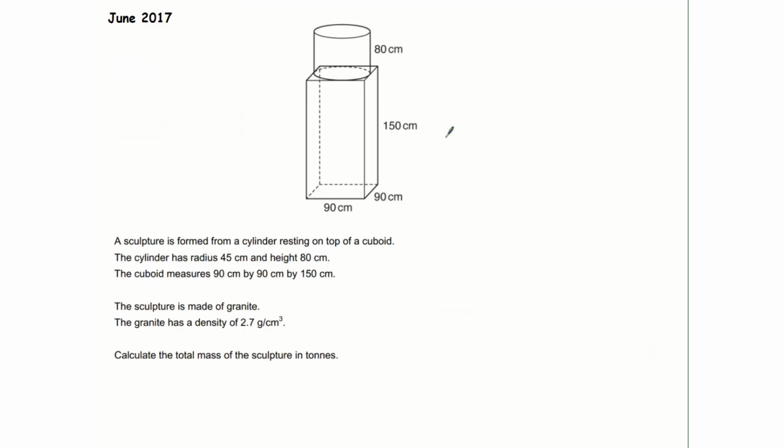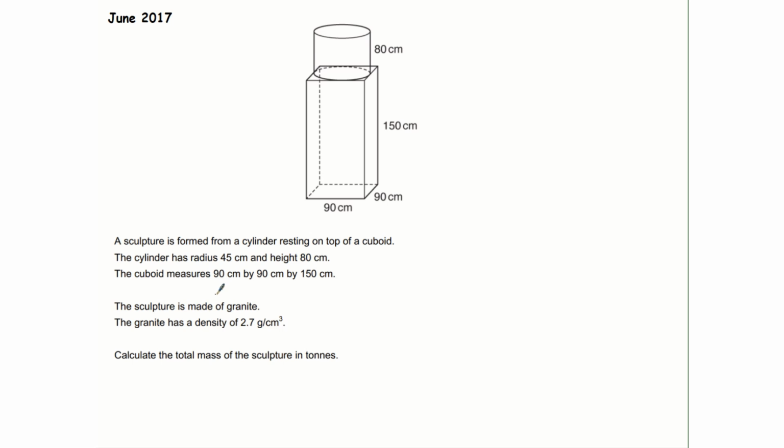Okay, so let's have a look at the next question. This time we've got a sculpture and it's formed from a cylinder resting on top of a cuboid, which we have here. It tells us the cylinder has a radius of 45 centimetres and a height of 80 centimetres, and the cuboid measures 90 centimetres by 90 by 150.